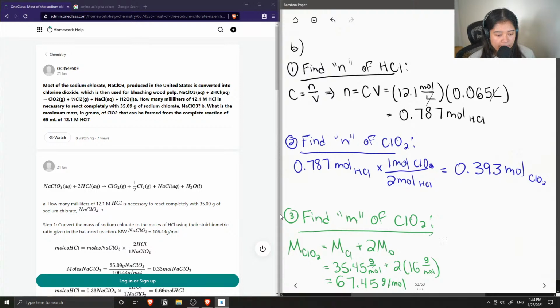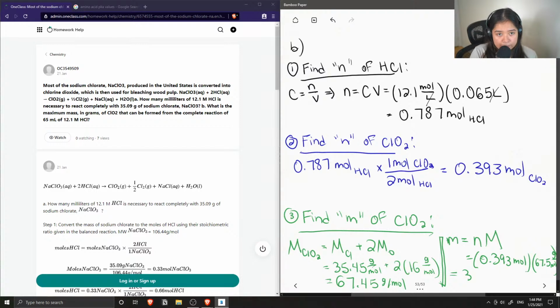And now we can calculate the mass, because the mass is just equal to the number of moles times the molar mass. So the number of moles we found in the previous step was 0.393 moles. And the molar mass we just calculated to be 67, I'll just say 67.5 grams per mole, so it can all fit. And we get a final answer of 26.51 grams.